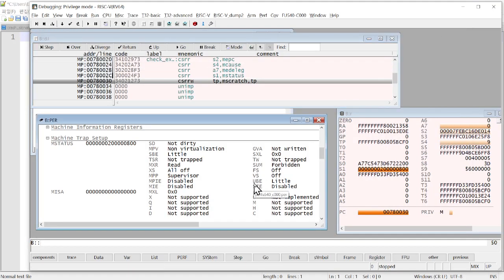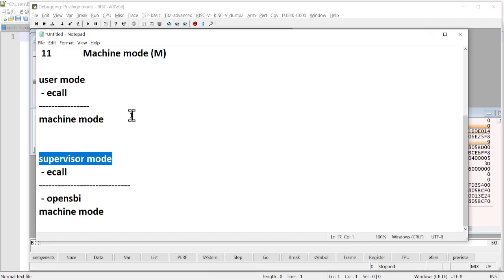Now we performed an interesting debugging practice. In the next lecture, you're going to see another interesting debugging practice, that is user mode to supervisor mode. There will be another interesting debugging practice.